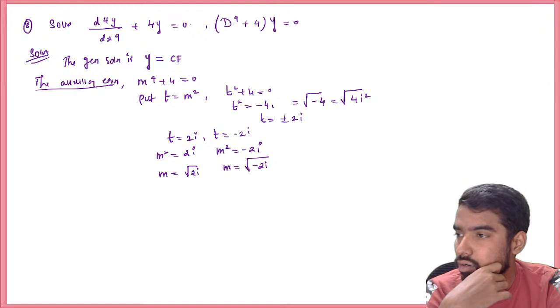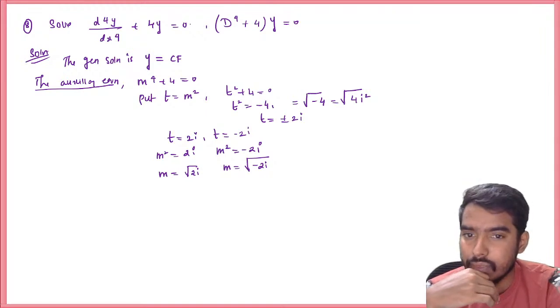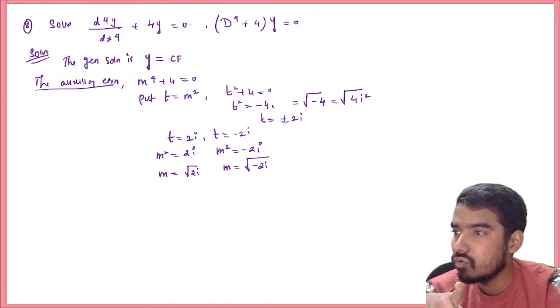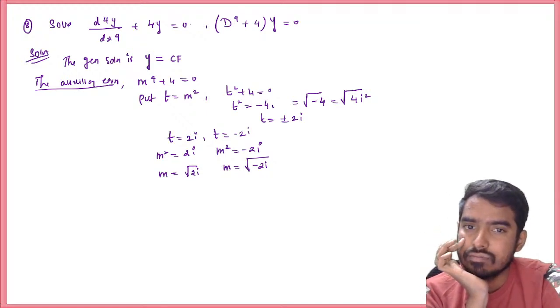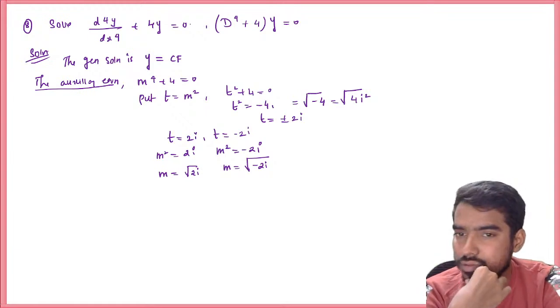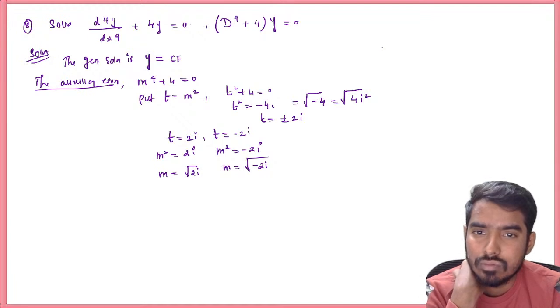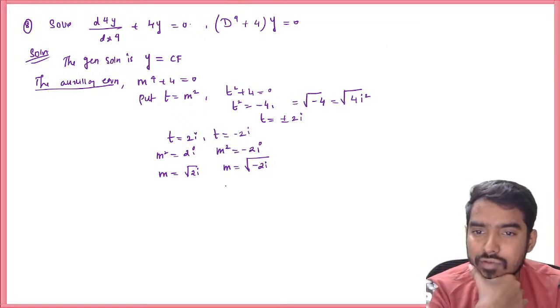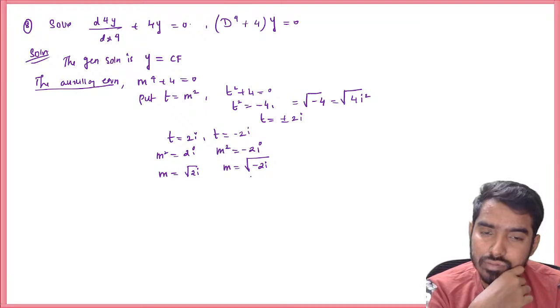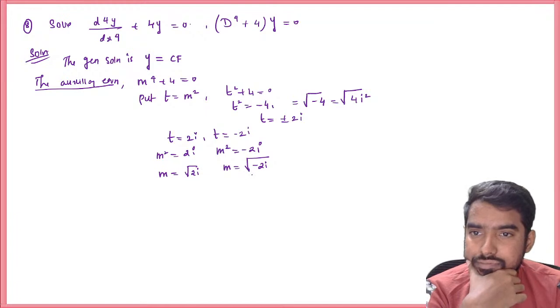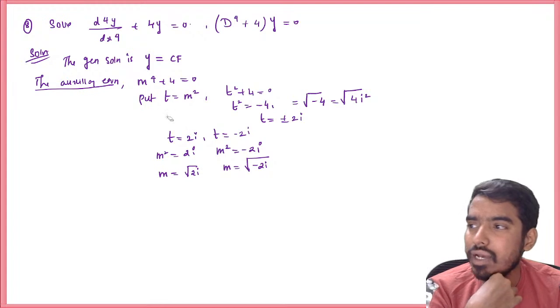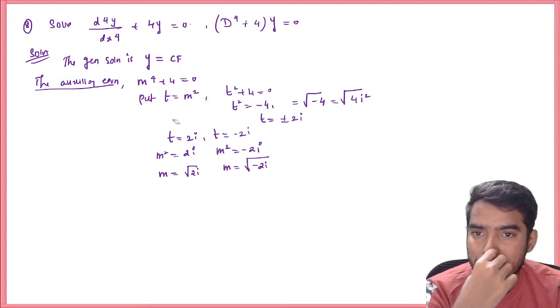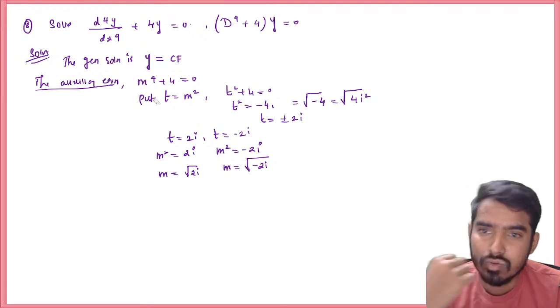You have m power 4 plus 4 is equal to 0, right? I think we made a mistake. See, it is not possible to solve from here, right? Because we have minus minus here. Okay, so we'll approach some other method, right? We need to solve m power 4 plus 4 is equal to 0.